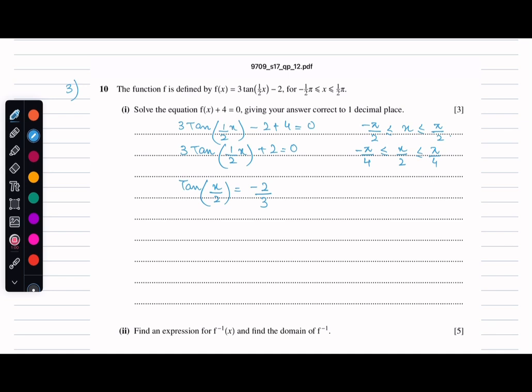Second thing is to locate the quadrant. So if I locate the quadrant, I can see that here it should be negative 2 by 3, and negative pi by 4. If I just locate this here, negative pi by 4 is this angle. And positive pi by 4 is this angle here. Now, the tangent value here is negative. Therefore, I should know that it should be lying in the fourth quadrant.